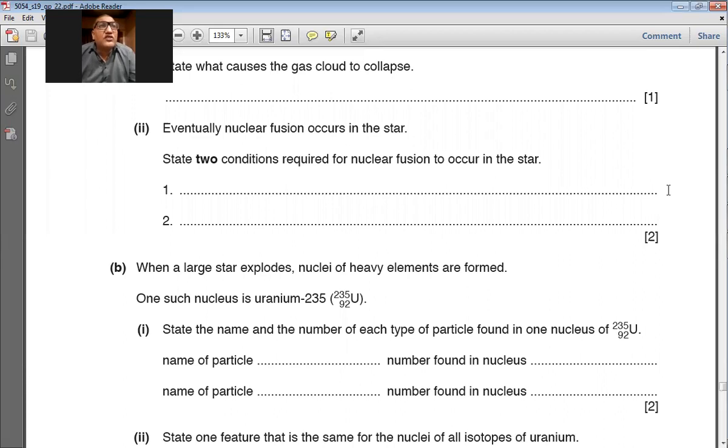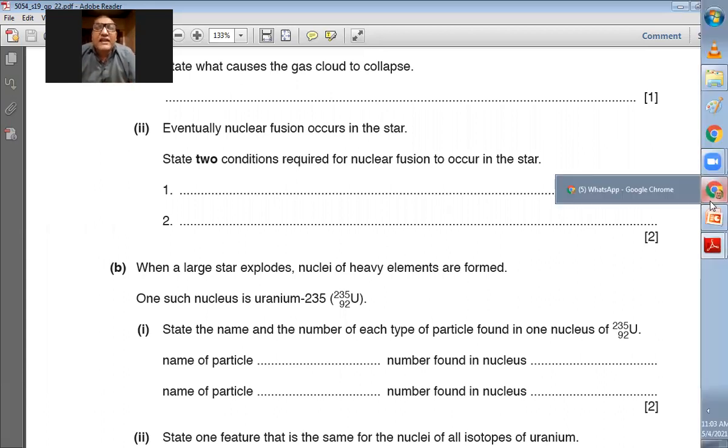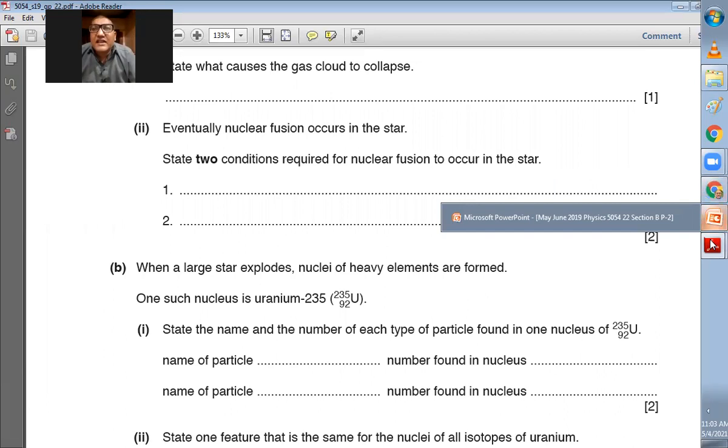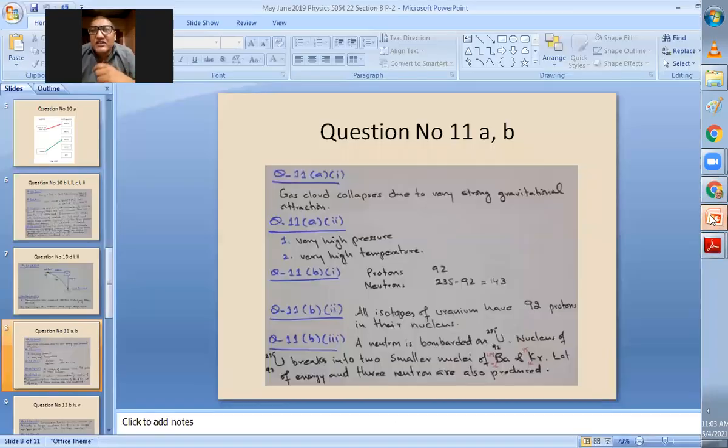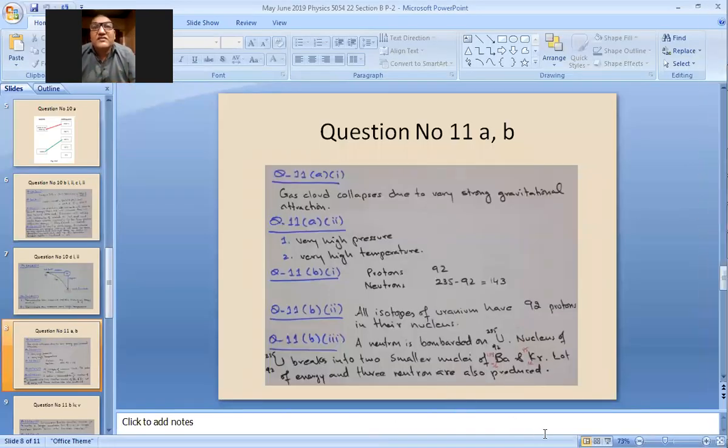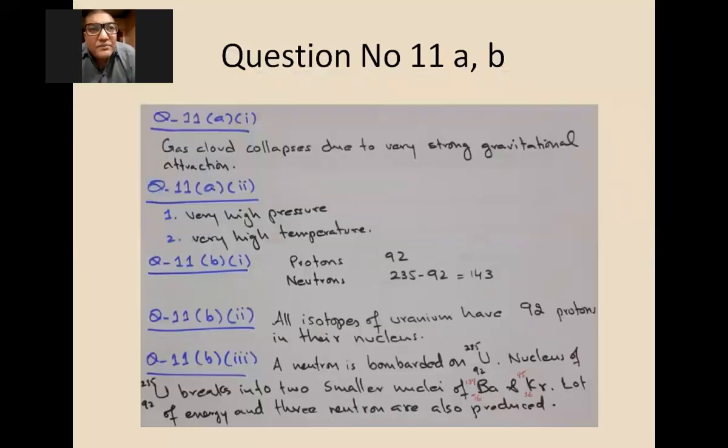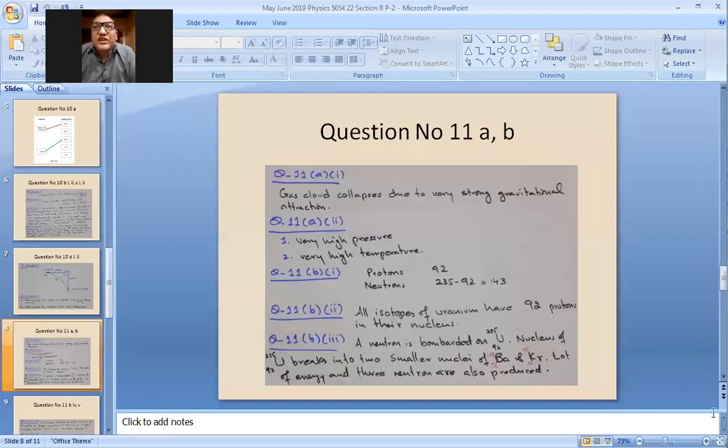Otherwise, you see both nuclei are positive. It's just not possible for them to come close to each other. So when the pressure is very high and the temperature is very high, then they come close to each other and fuse into each other. Let me show you my answer. I have written this answer: very high pressure and very high temperature. These are the two conditions which are a must for the fusion to take place.